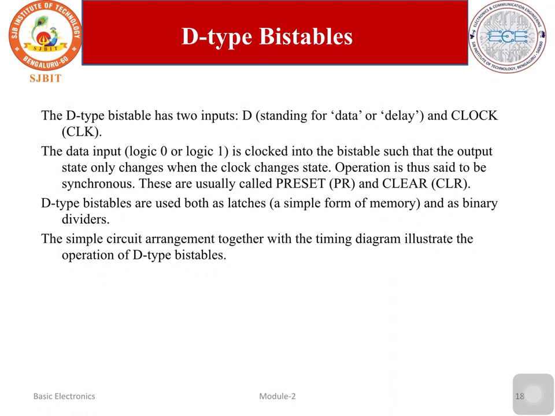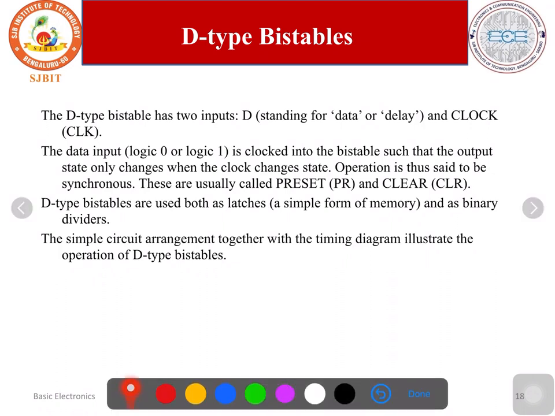D-type bistables. Here the letter D stands for data or the delay. What do you mean by data? Whatever you apply at the input, the same thing appears at the output. So that is the meaning of data. Suppose if you apply 1 at the input, you will get 1 at the output. If you apply 0, the same thing will be transferred to the output. Then the delay: the input will be transferred as the output.